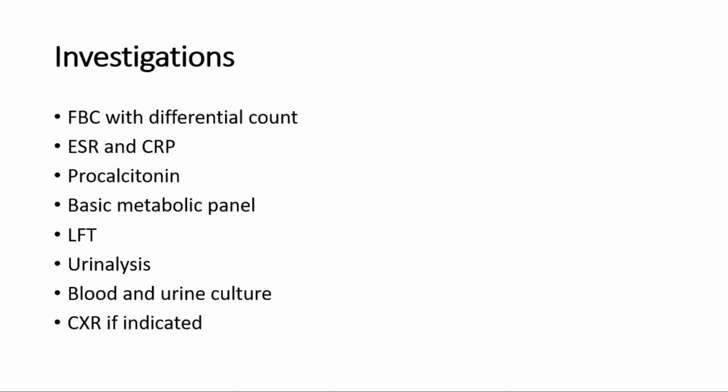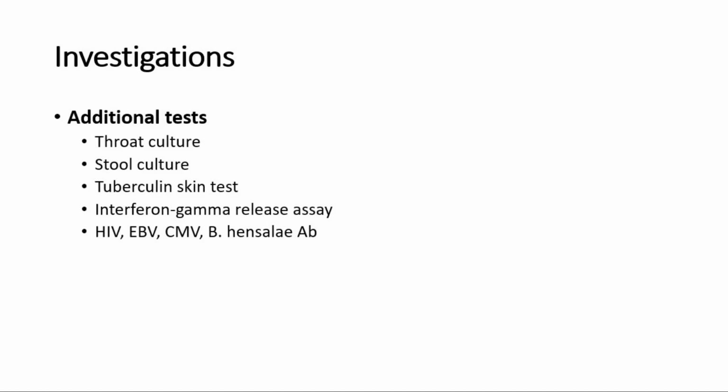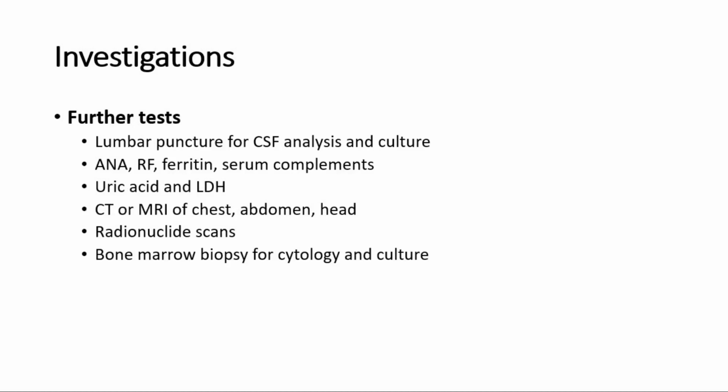Imaging includes chest radiograph, which should be included for those patients who have pulmonary symptoms. For other investigations, there are also additional tests for fever of unknown origin, which include throat culture, tuberculin skin test for suspicion of TB, tuberculosis, or interferon gamma release assay, and also other tests for suspected infections, such as for HIV, Epstein-Barr virus, cytomegalovirus, or other antibodies. Depending on the patient's signs and symptoms and their severity, we can also consider consultation with specialists in infectious disease, immunology, rheumatic disease, or oncology. So that's for some of the investigations.